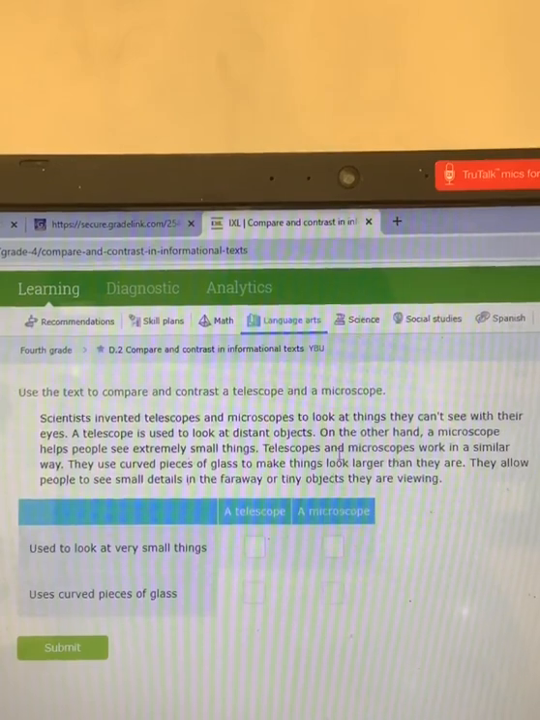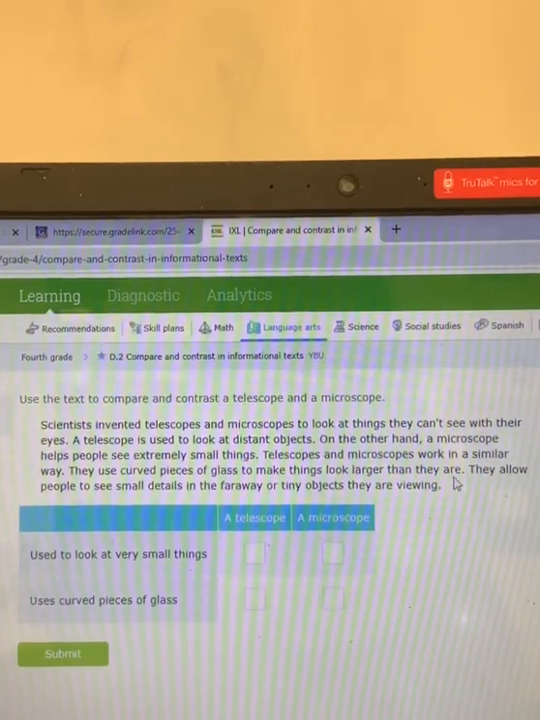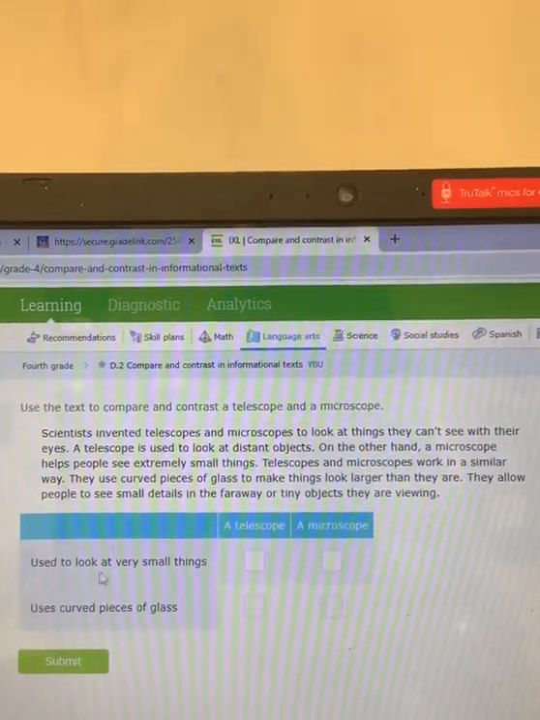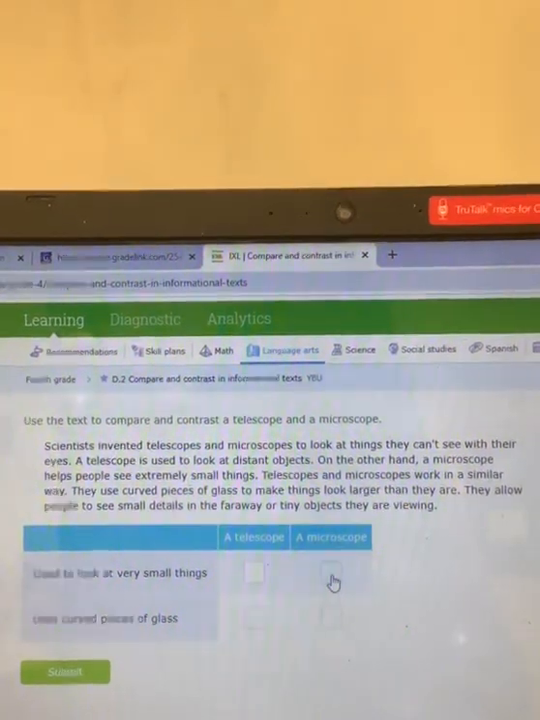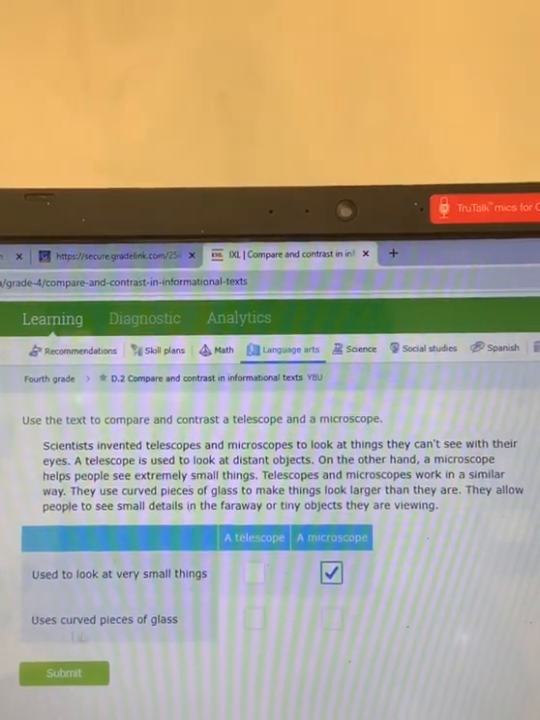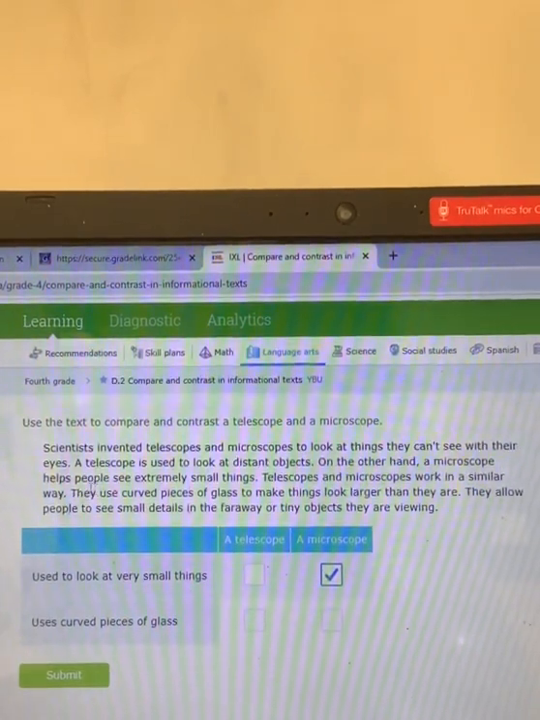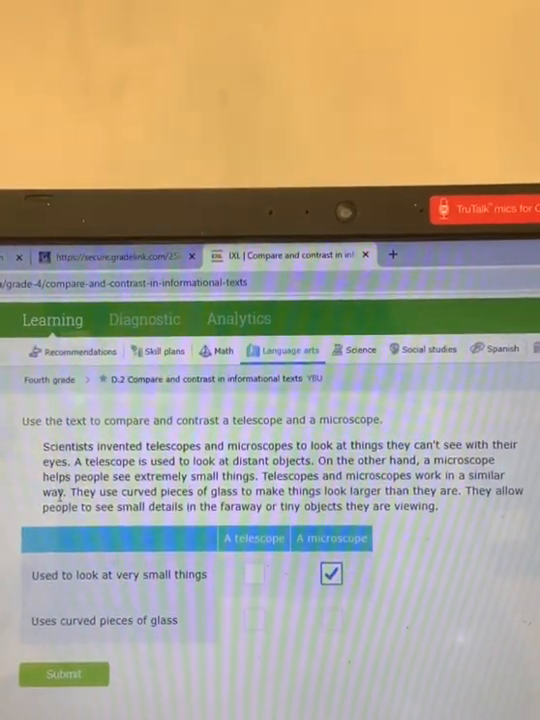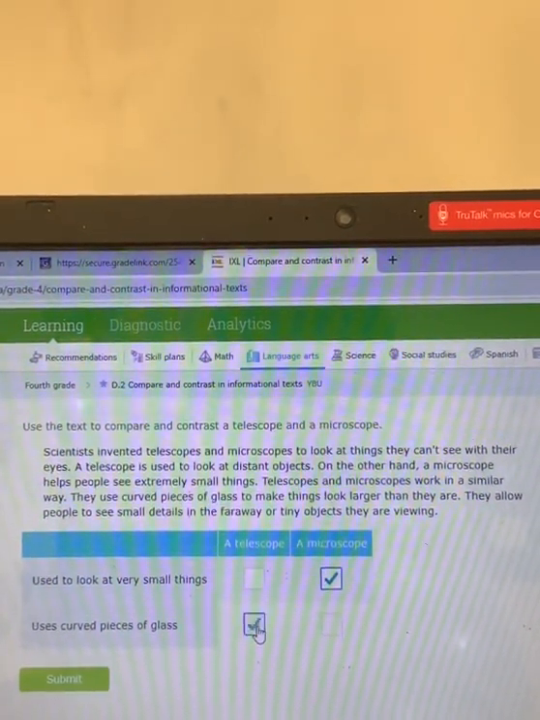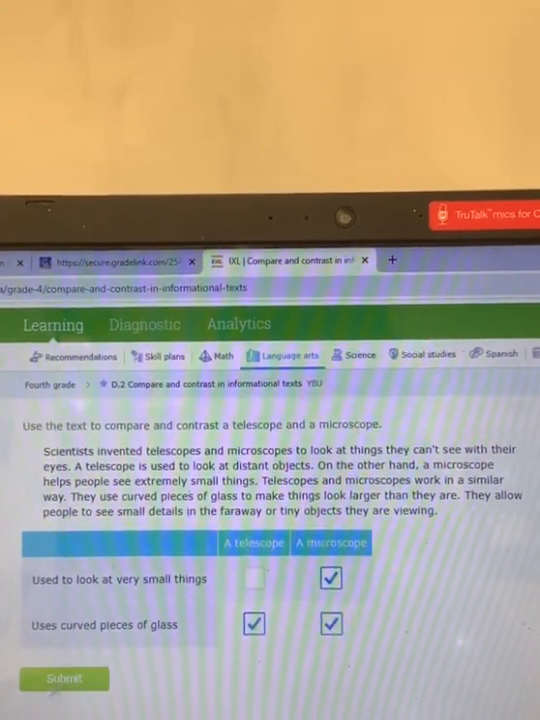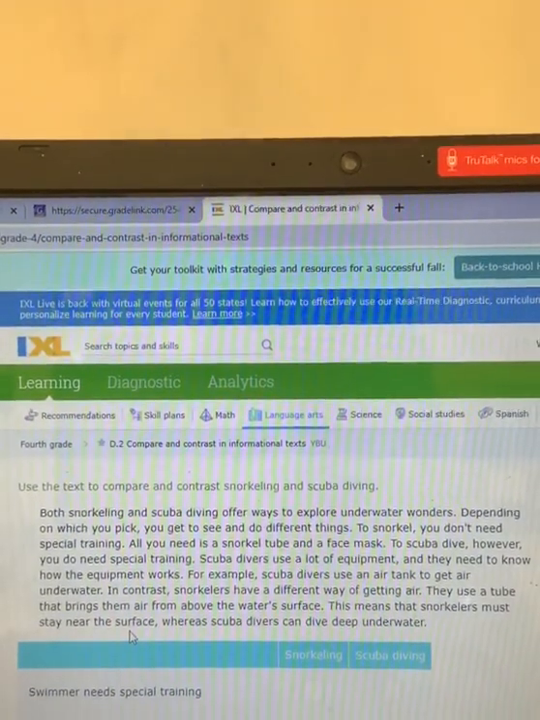And then here they tell us how they're the same. They use curved pieces of glass to make things look larger than they are. If I look back in the paragraph, it tells us that microscopes are used to look at very small things, and they use curved pieces of glass. Telescopes and microscopes work in a similar way. That means they're about the same. They use curved pieces of glass to make things look larger than they are. So both of them do that. Let's see if we are correct. We got it.